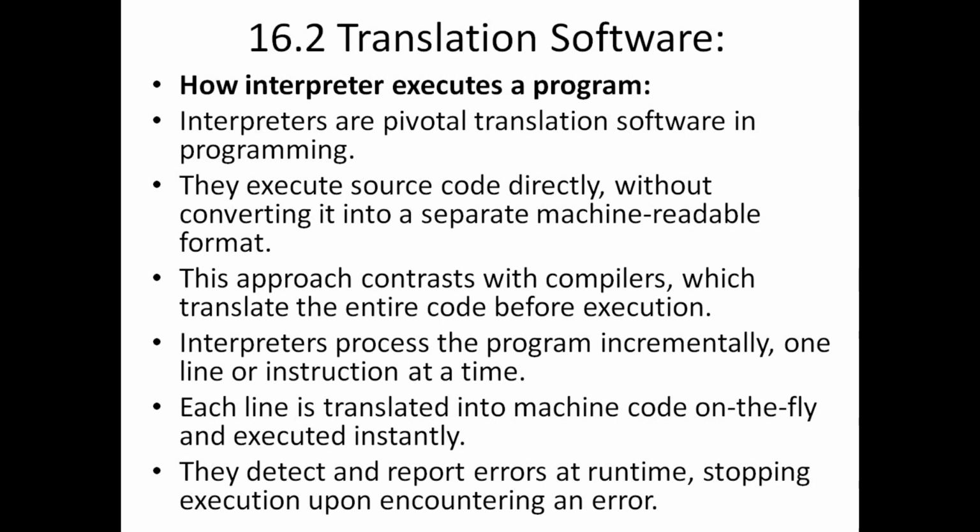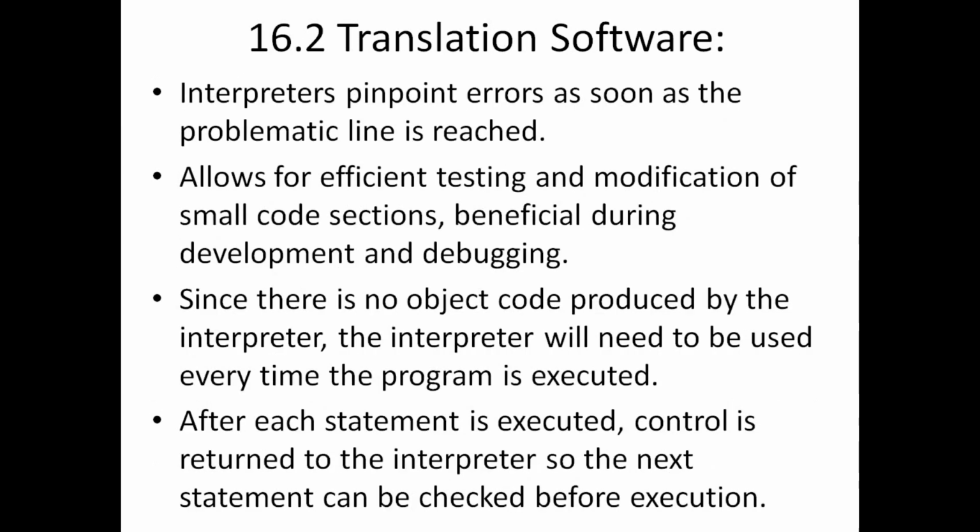An interpreter translates each line on the go and executes it instantaneously. It detects and reports errors as soon as it encounters them, stopping execution as soon as an error is encountered. That's why interpreters are used to pinpoint errors as well, so you know where exactly you have made an error in your code. It allows for efficient testing and modification of small code units or small programs, and that's why it is heavily used for debugging purposes during development.